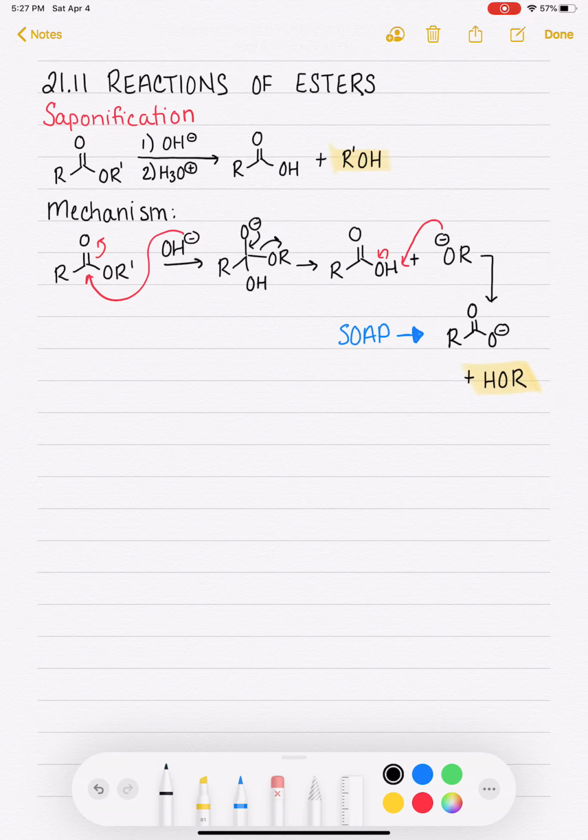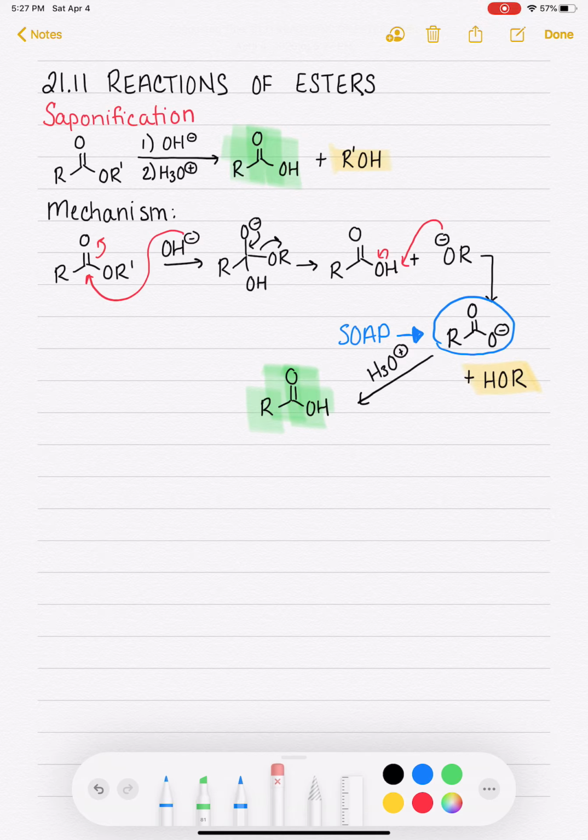But when we're doing this in the lab, unless you're in the business of making soap, we're usually trying to make the carboxylic acid. We're not trying to make soap. We're usually going for this guy right here. So that is why we need that step 2, where we add H3O+ to just go ahead and protonate and give us the carboxylic acid product that we're looking for right there. So this is where you would stop if you're making soap. So that's an interesting reaction of the esters.